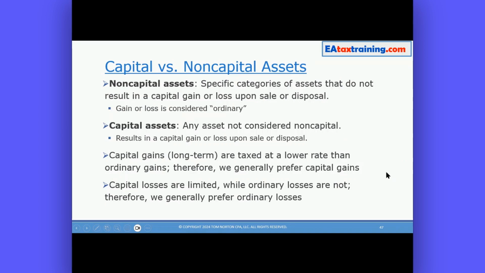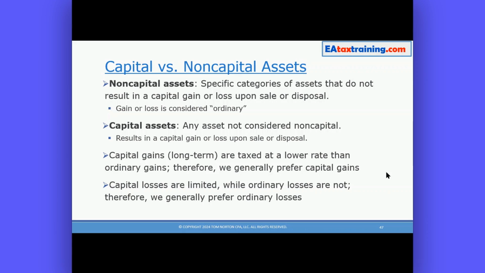So this is going to be a brief recap from that part 1 video. Just to remember, non-capital assets. There are specific categories of assets that do not result in a capital gain or loss upon sale or disposal. So any gain or loss is considered ordinary gain or loss. So it's a specific category of assets that are not considered capital assets that we will go over on the next slide. A capital asset, then, is any asset that is not considered non-capital. So if it's not on that list, then it is a capital asset.